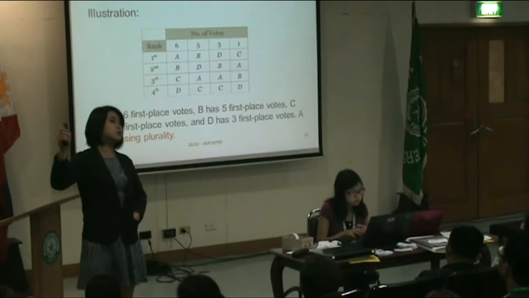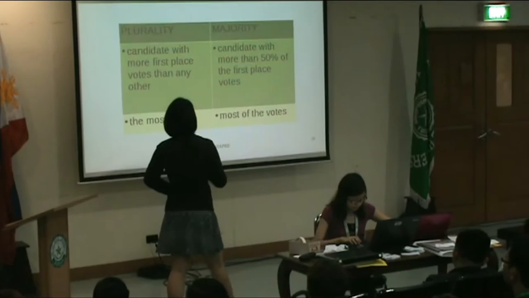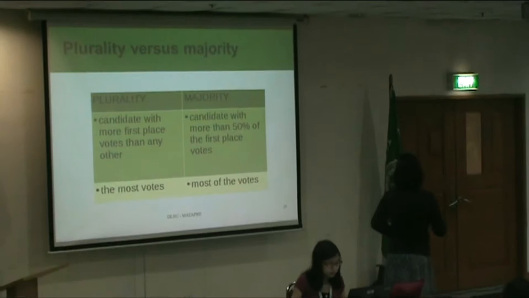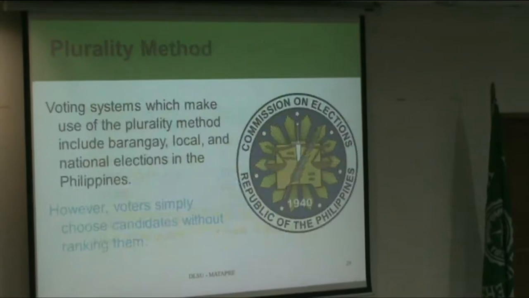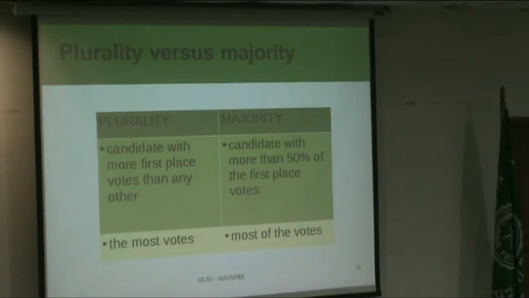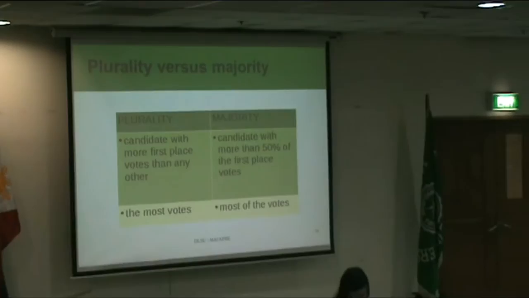So in general, we have this. Plurality: the candidate with more first place votes than any other. Majority: the candidate with more than 50% of the first place votes. Then you can make this conclusion, or you can ask your students to think and let them make the conclusion, that majority implies plurality, but plurality will not imply majority.